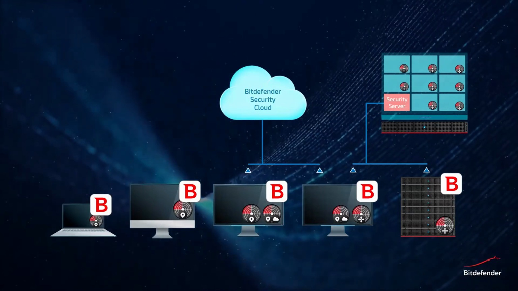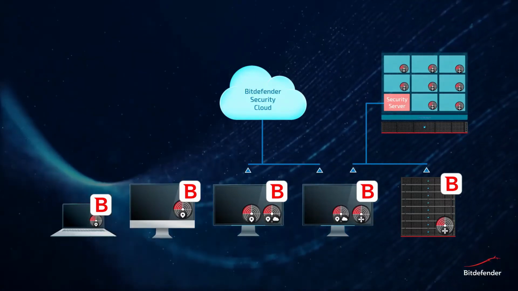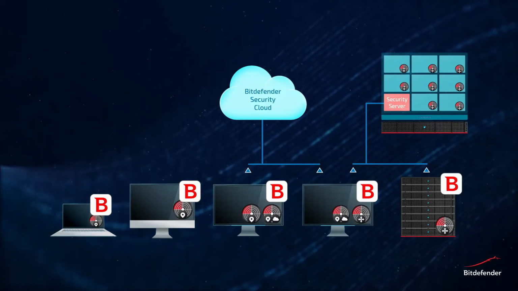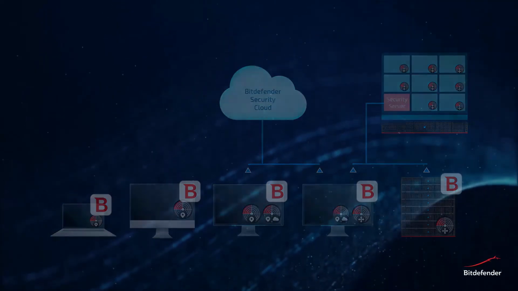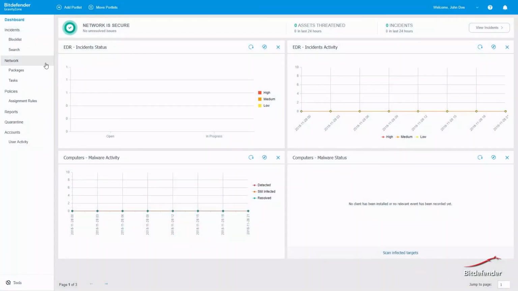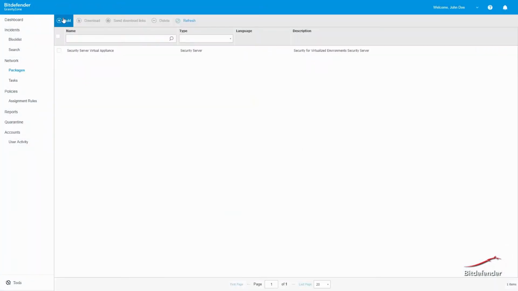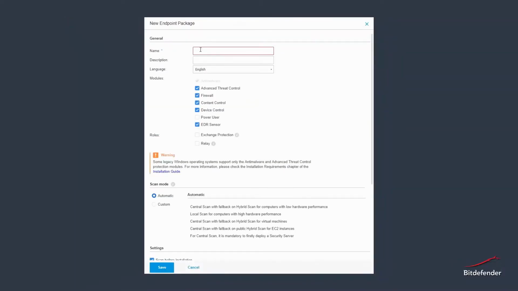BEST can be installed on both physical and virtual endpoints, by locally executing installation packages, or by remotely running installation tasks from Control Center. To create a BEST package, go to Packages under Network, and click on Add. You will then need to add a name for the package to be created, and select the protection modules that you want to install. The anti-malware module is automatically selected and cannot be unchecked. You can add to the package several other modules, such as firewall, content control, and so on.